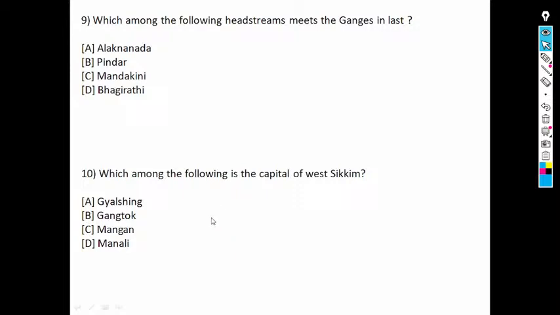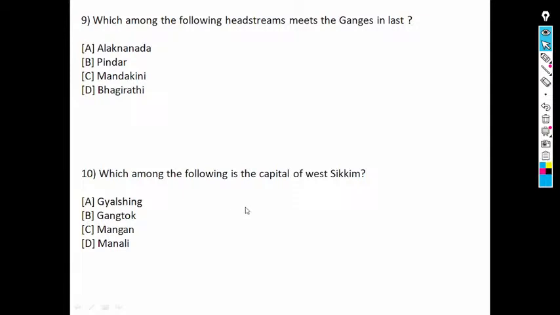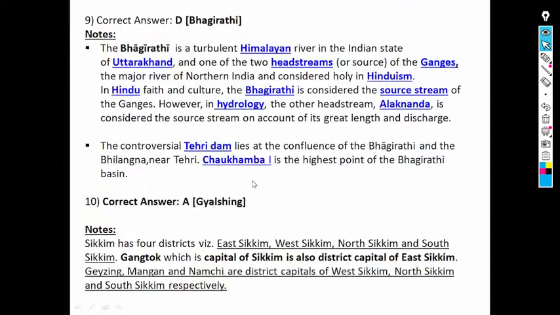Gyalshing is the capital of West Sikkim. West Sikkim's capital was made separately for proper administrative control. That is Gyalshing. Next, the Bhagirathi.